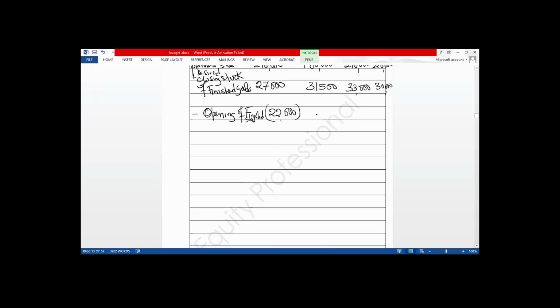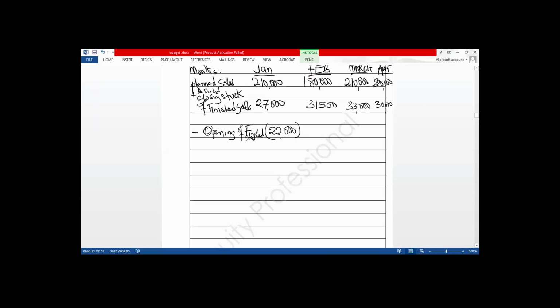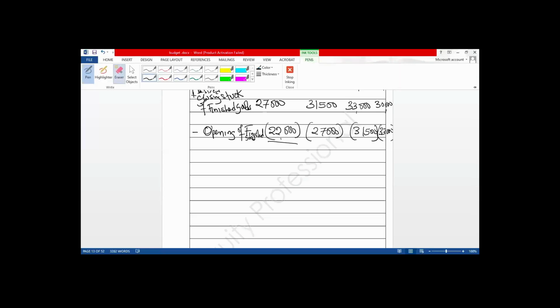If you want to get the opening stock for February, the closing stock of January becomes the opening stock for February, 27,000. Closing stock for February becomes opening stock for March, 31,500. Closing stock for March becomes opening stock for April, 33,000. In this question, there is no production rejects.